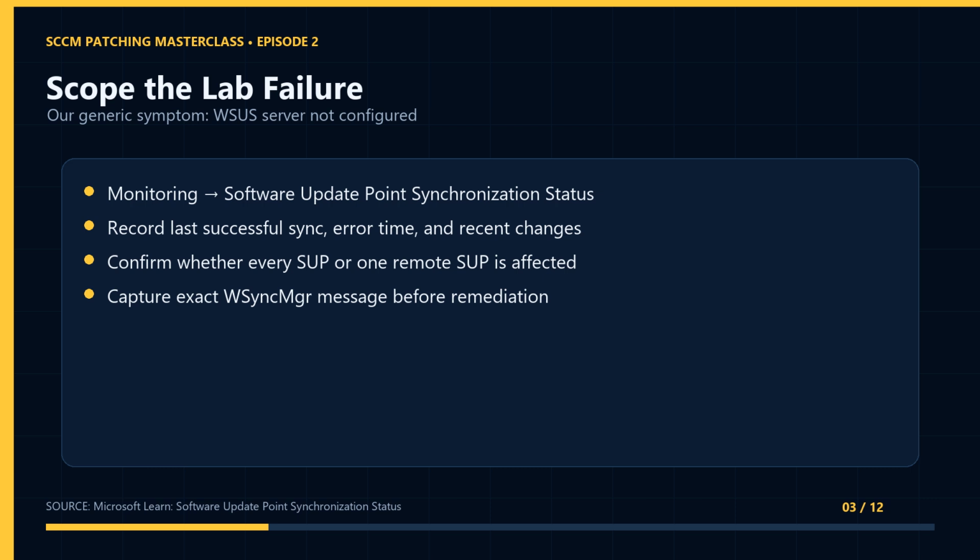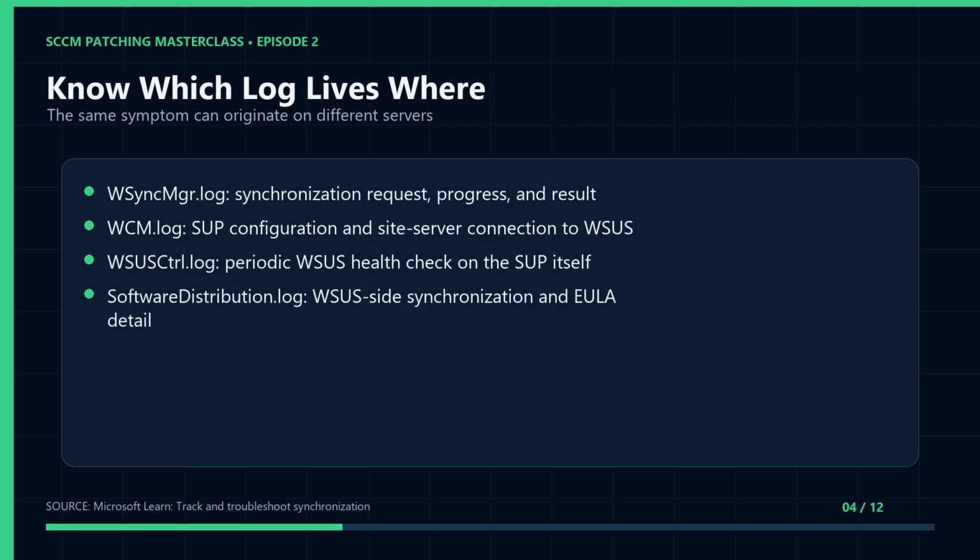Do not immediately trigger repeated syncs. One clean reproduction with timestamped logs is more useful than 10 retries that overwrite the sequence. Use each log for its role. WSyncMgr on the site server tracks the synchronization request and result. WCM records how Configuration Manager configures the software update point and connects to WSUS.